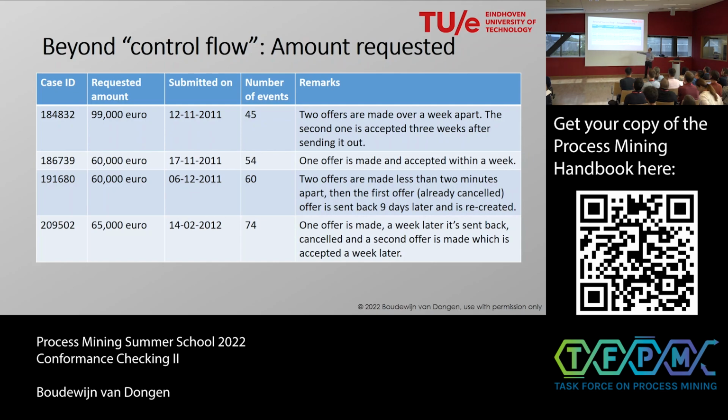99,000 euros, even 2 offers made over a week apart. 60,000 euros. Offer was made and accepted within a week. Right? So these are not control flow issues. They fit. The model is nice, but still there is a problem with this data. And you can find this by digging into the details. You could find this with alignment techniques if you include the data perspective. We didn't talk about that, but there are techniques available to also include the data perspective. Felix Manhart, for example, worked on that.